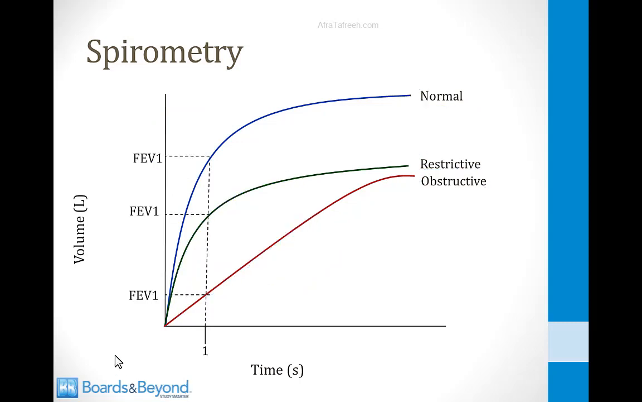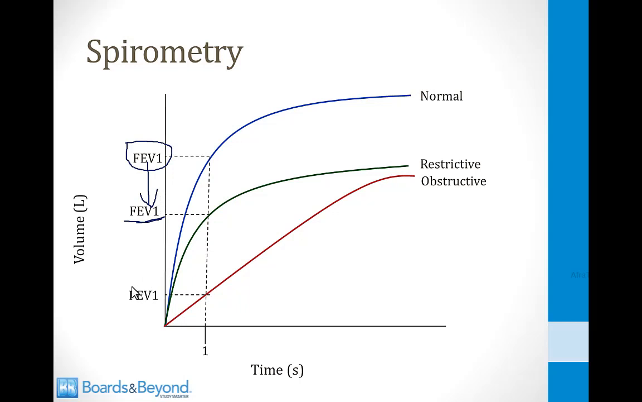So let's look at some of those volume measurements we make from the spirogram and see how they change in restrictive and obstructive disease. So here's the FEV1 for the normal patient way up here. And you can see that for the restrictive patient, the FEV1 has fallen. And that should make sense to you. This patient has a restriction and they cannot draw in as much air as normal. So therefore, they don't have as much air in their lungs to push out. The volume of air that goes out in the first second is lower.